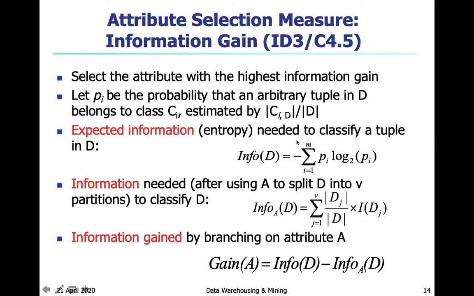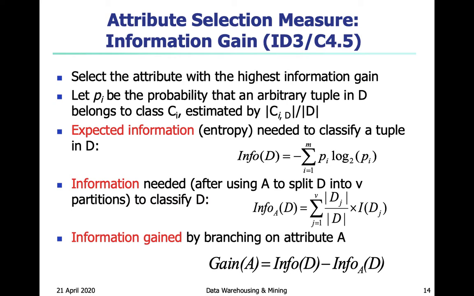So, after splitting into V partitions, we are just classifying these partitions, and this is the respective information for each partition. This is the summation of mod of Dj, where j is 1 to V, by mod of D, times the entropy of that particular partition. It will be easy when we explain it with the example.